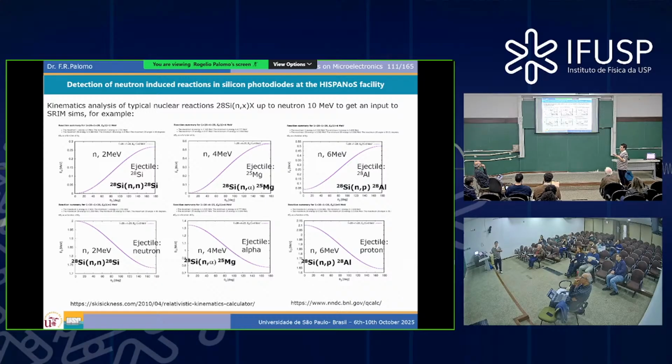For sure, we made a kinematic analysis, this is for you, okay? Because we need to know which ejectiles in which directions, then to translate this into a stream. So this is a nuclear physics experiment in action, but oriented to detect single event effects.